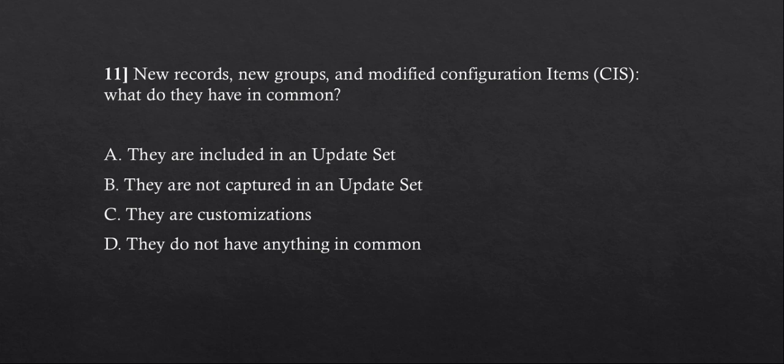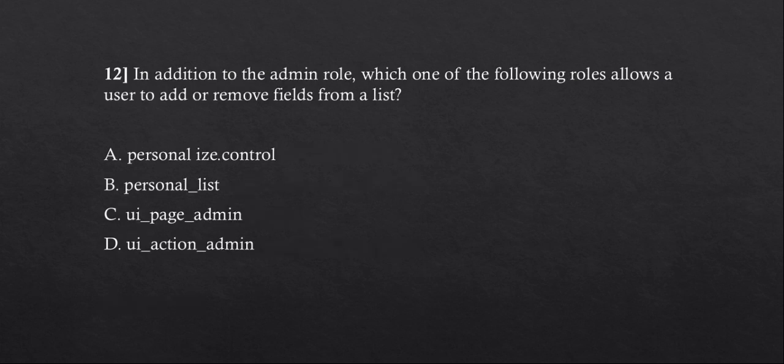Next question. 11. New records, new groups, and modified configuration items: what do they have in common? A. They are included in an update set. B. They are not captured in an update set. C. They are customizations. D. They do not have anything in common. Answer: A.